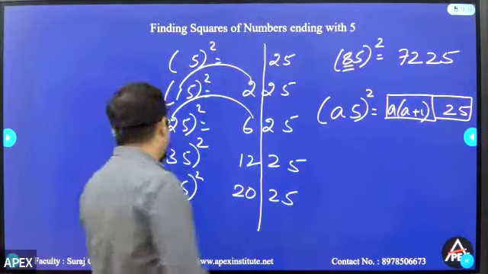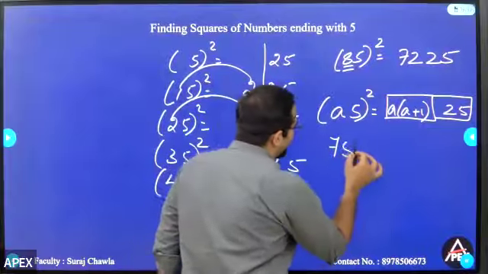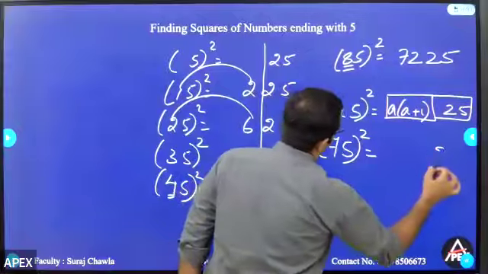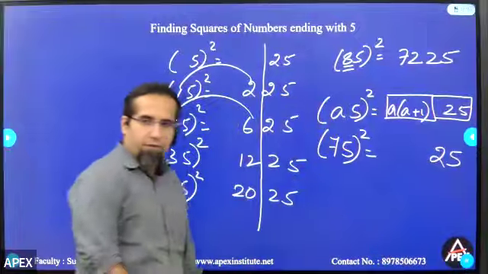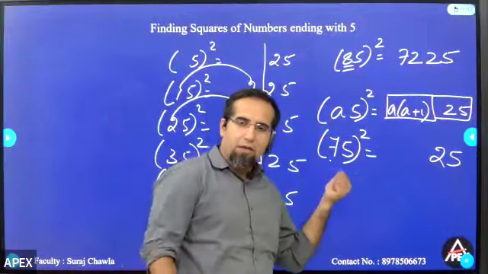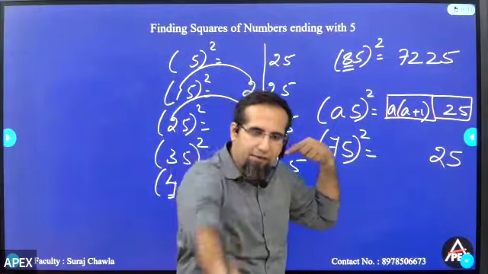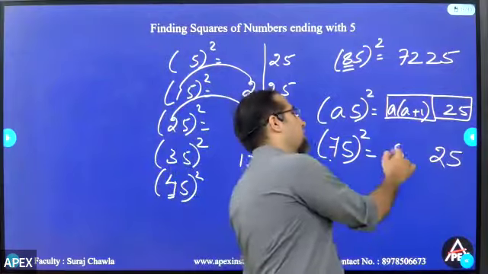Clear? Suppose I look at, we missed 75, no? Suppose I look at 75 square. So 75 square will definitely end with 25. My first digit is 7. 7 into 8, 7 8s are 56. That becomes your answer.